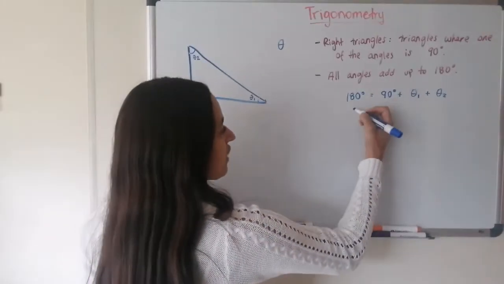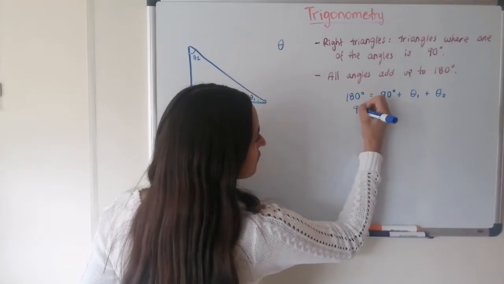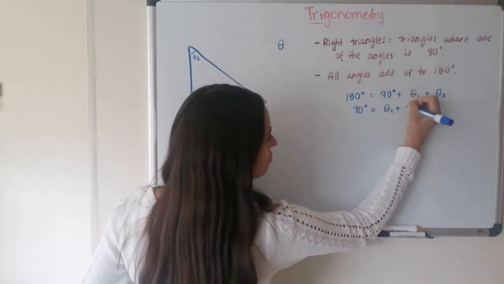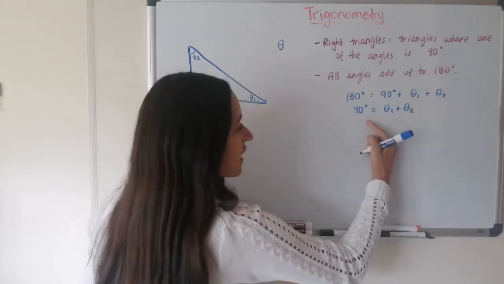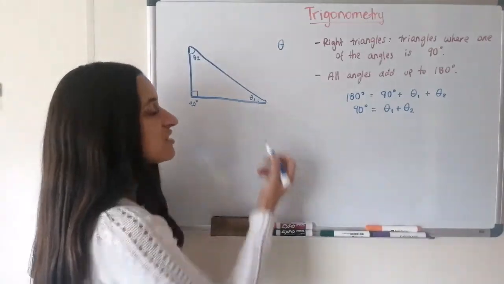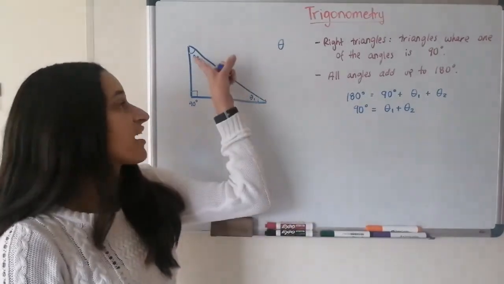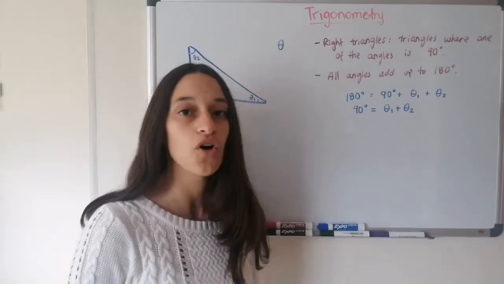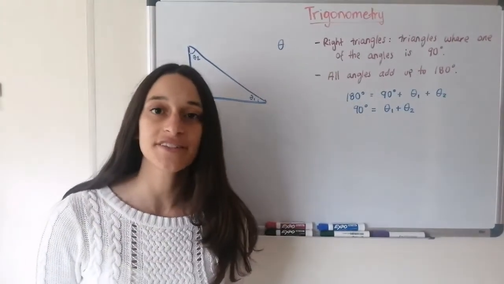So we can actually subtract the 90 on this side, and what we're left with is that for right triangles specifically, the two angles that we don't know have to add up to 90. So if for example I tell you that this angle is 30, this other angle has to be 90 minus 30, which is 60. We also have a way of figuring out the lengths of the sides.